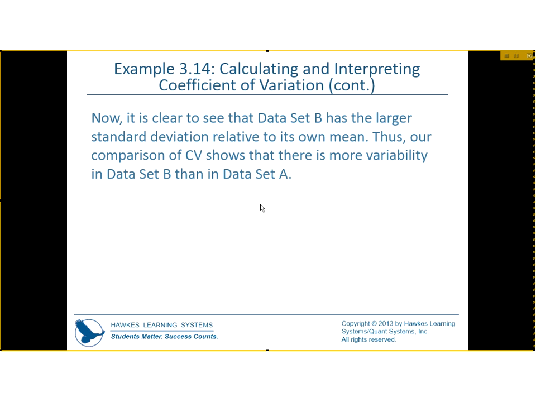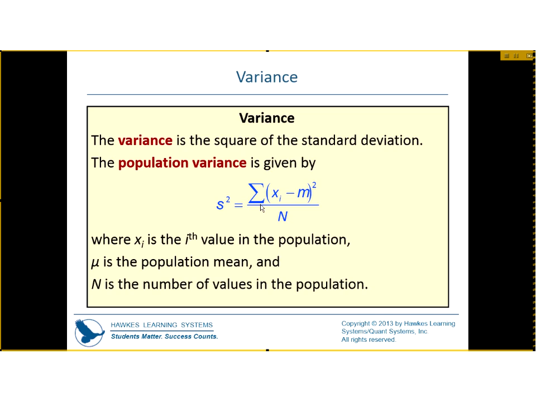So think of it this way. The larger the CV, our coefficient of variation, the larger the variability. The smaller the CV, the less amount of variability. Okay? I'm going to stop here and we'll go on to variance in the next video. Thanks.